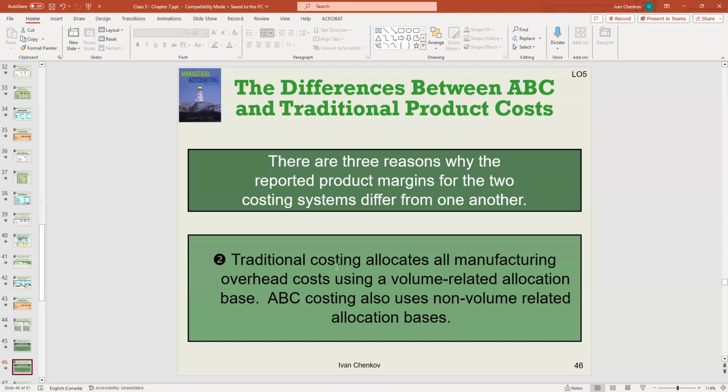Second, traditional costing allocates all the manufacturing overhead using only one base, volume related, which is machine hours. Whereas activity-based costing uses non-volume related. We have different drivers. We have duration drivers, we have transaction drivers, we have activity pools.